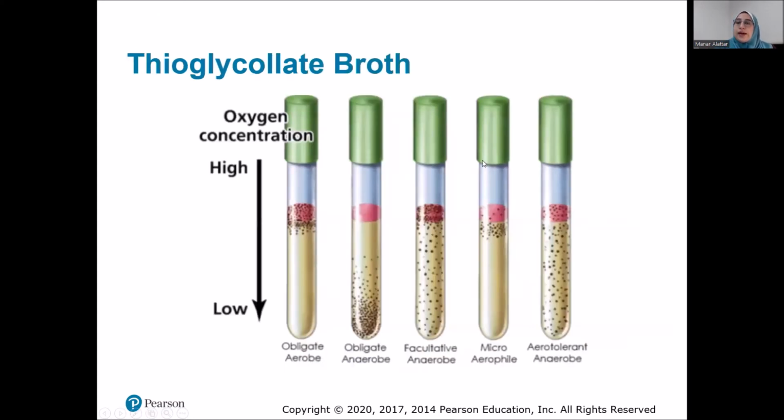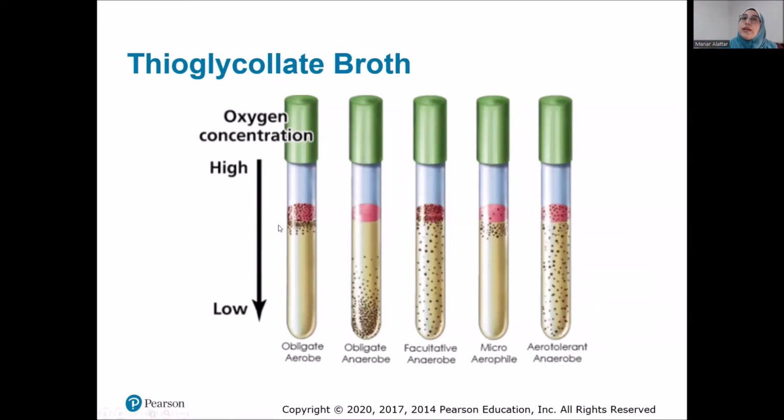Okay, then we also have thioglycolate media. This is related to whether organisms are or are not able to interact with or utilize oxygen. And so this is a broth media that has an oxygen indicator in it that will turn red in the presence of oxygen. And so you'll see this red film at the top on the tubes. It's a little bit harder to see on the tubes themselves, so I'm using a diagram here.